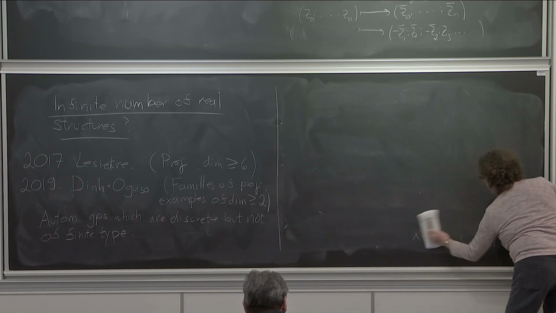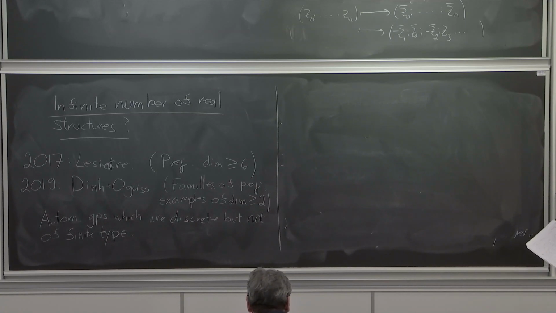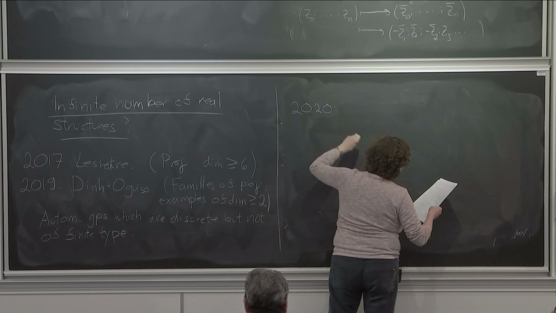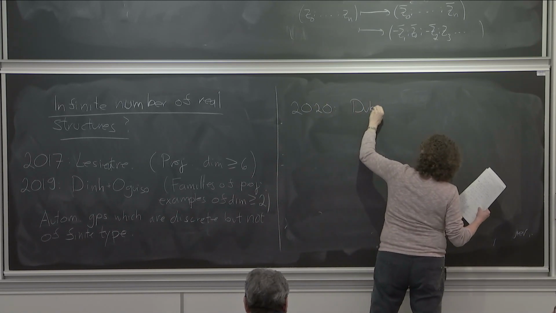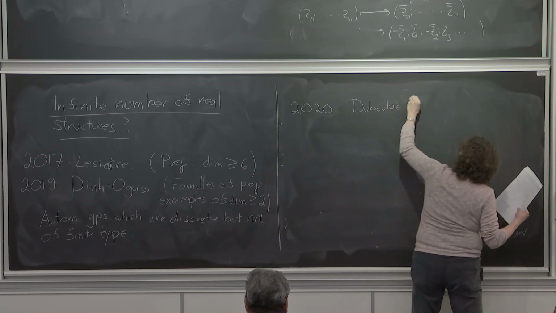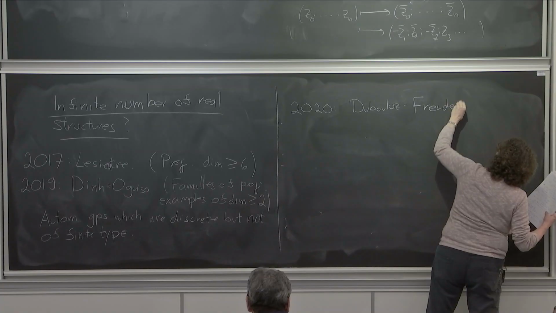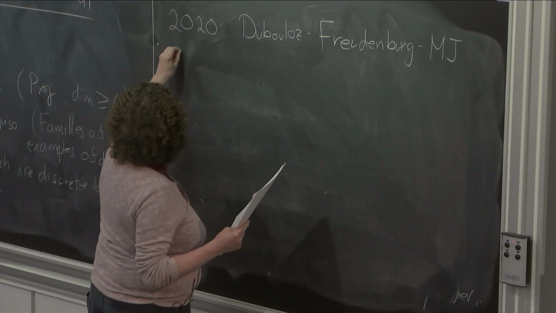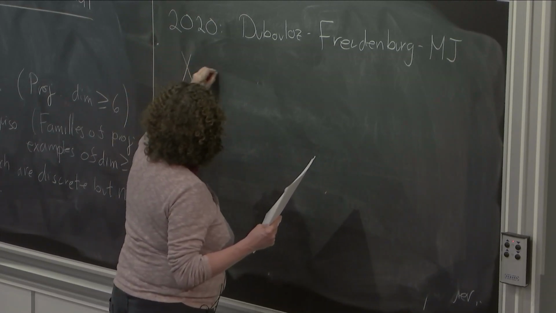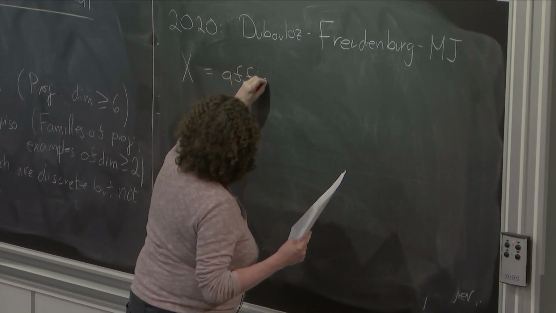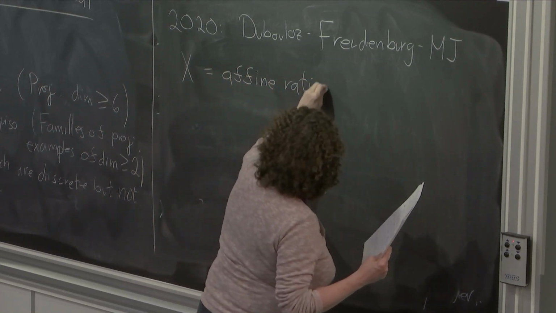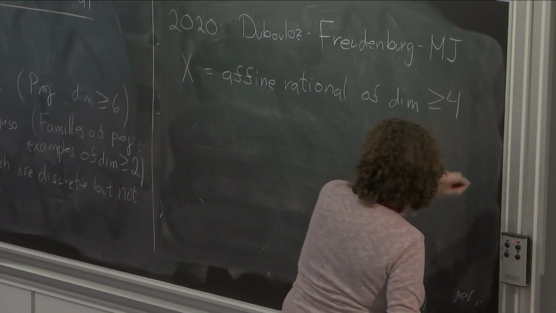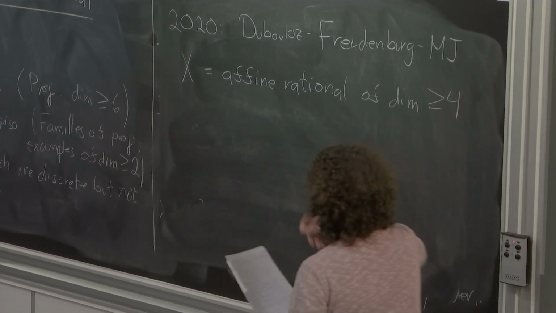About, let's say, 2019 or 20, I'll put 2020 to be precise, Adrien Dubouloz, Jean Fasel, and myself gave examples where X is affine, rational, of dimension at least 4. So what's nice here is the rational.